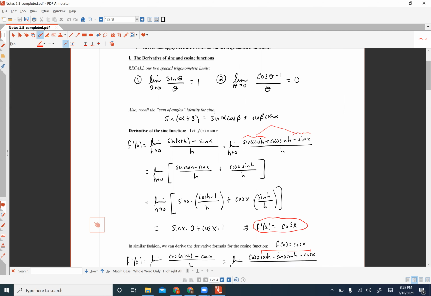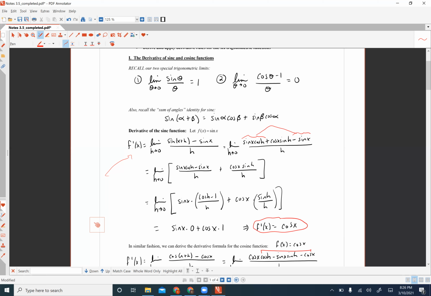And so now let's just go directly to the definition of a derivative. We're going to take the derivative of sine. If f of x is sine of x, the derivative is the limit as h goes to 0 of sine of x plus h minus sine of x over h. Now we're going to use that summation formula, and you get sine of x cosine of h plus cosine of x sine of h minus sine of x over h.